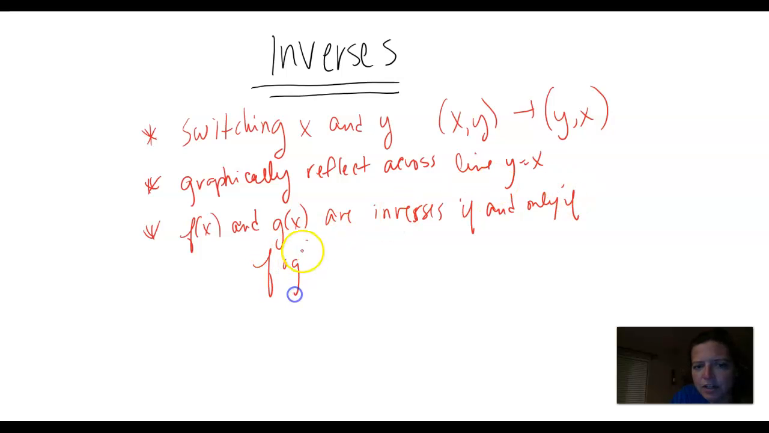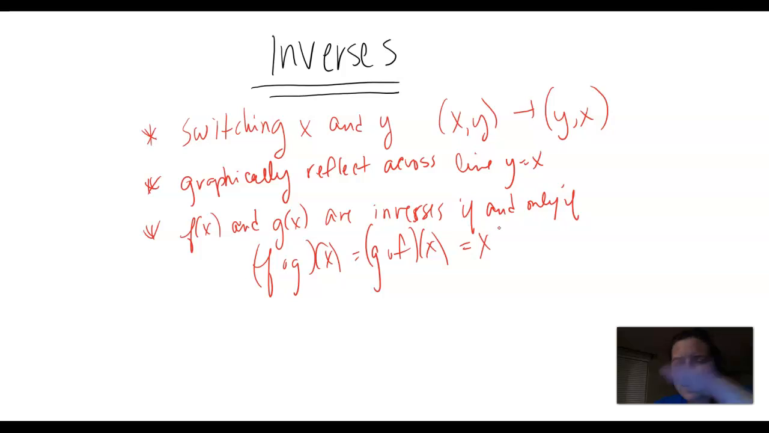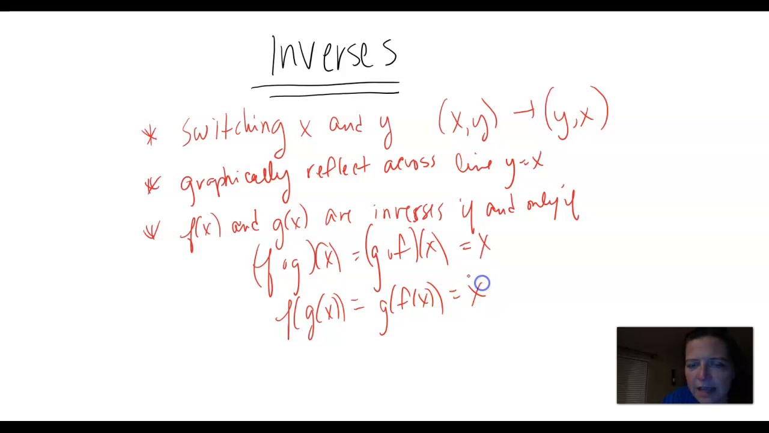f of g of x is equal to g of f of x, which is equal to x. So this is one way to write out compositions. Of course, this is the same thing as if I did write it this way. These are synonymous, okay? And what we're saying here is if we take one function and plug it into the other one and we do the math to simplify, we should get an x. And then we need to do that the other way to check it as well.